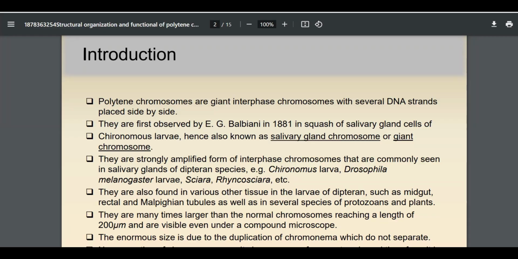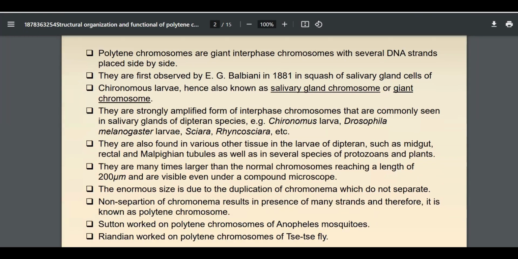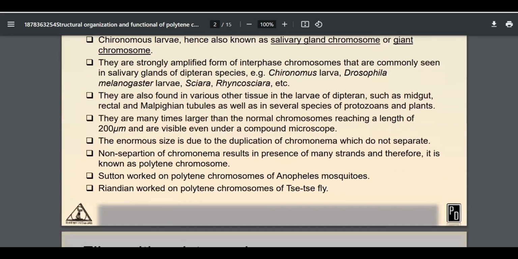The larva of which species? Yes, the name is very much there on the screen. Chironomus larva, right? How do you spell it? Yes, who is there on the screen? Ishan? Chironomus larva, right? Fine. These are the very large chromosomes. They are easily observable under a compound microscope.